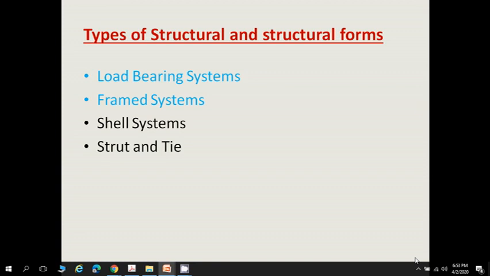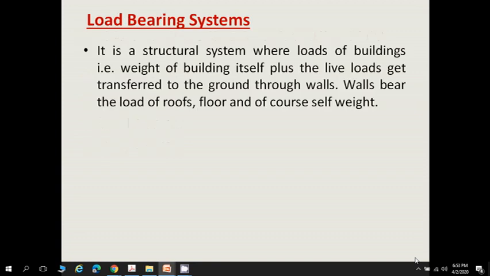So now, number one, load bearing systems. What are the load bearing systems? It is a structural system where the load of the building, that is the weight of the building itself plus the live load, gets transferred to the ground through the walls, whether they are masonry walls, stone masonry walls or brick masonry walls. Walls bear the load of roof, floor, and of course self-weight. Self-weight means the dead load of the masonry walls.